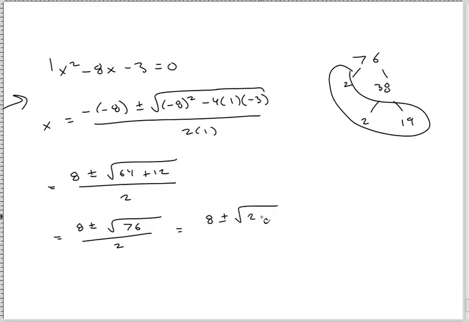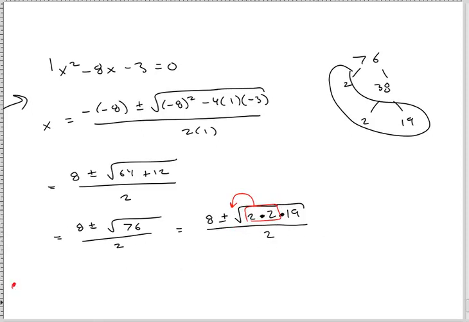So we got 2 times 19, and then all divided by 2. Just like last time, whatever you have, just pull out the pairs. Here we have a pair of 2s. It could be a pair of 3s, a pair of 5s. It doesn't really matter as long as it's a pair.